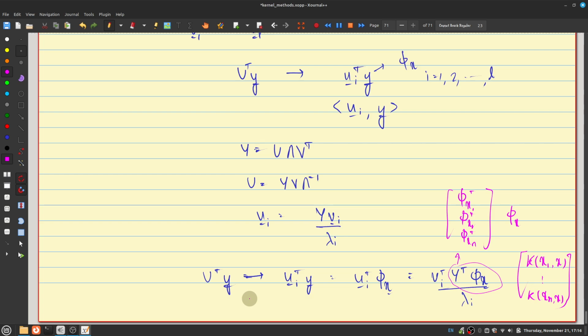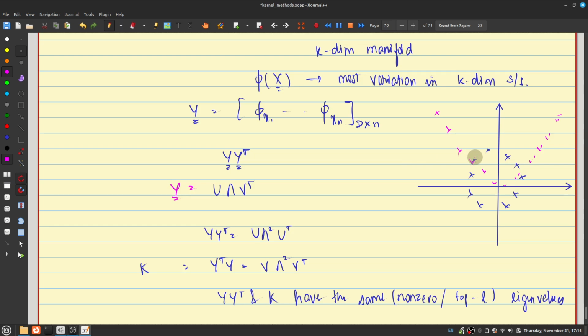Which kernel you pick is a matter of our choice. Why do you need kernel PCA? Exactly for examples that look something like this, where a lot of the data is present in some very low dimensional manifold or a very low dimensional surface of R^D, where standard PCA doesn't work. Standard PCA is not able to find any small, low dimensional subspace where most of the variation is present.